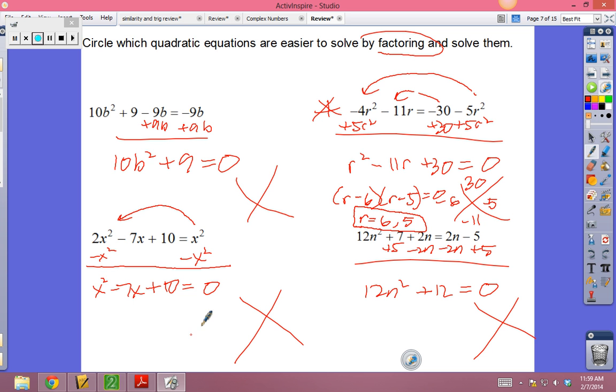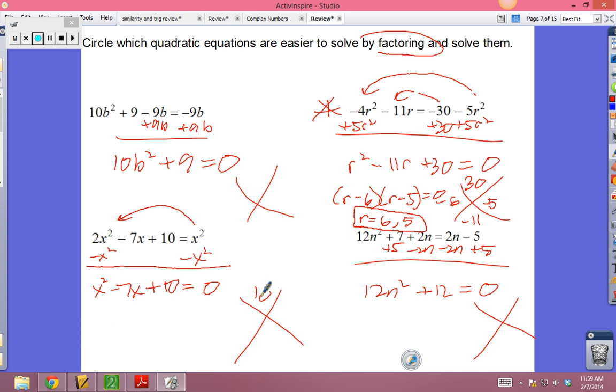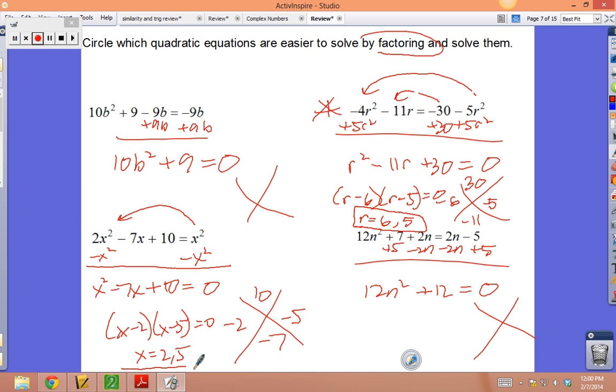Let's factor this one. What's going to times and give you 10 but add and give you negative 7? It's going to be a negative 2 and negative 5. Negative 2 times negative 5 is positive 10. Negative 2 plus negative 5 is negative 7. So it's going to be x minus 2 times x minus 5. So x is 2 or 5.